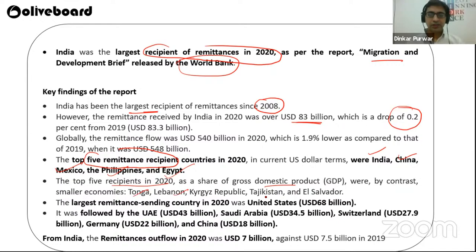The largest remittance sending countries were the United States. People are sending money from the United States to their own countries. Then it was followed by the UAE, Saudi Arabia, Switzerland, Germany, and then China. From India, the remittance outflow was around $7 billion against $7.5 billion in 2019.